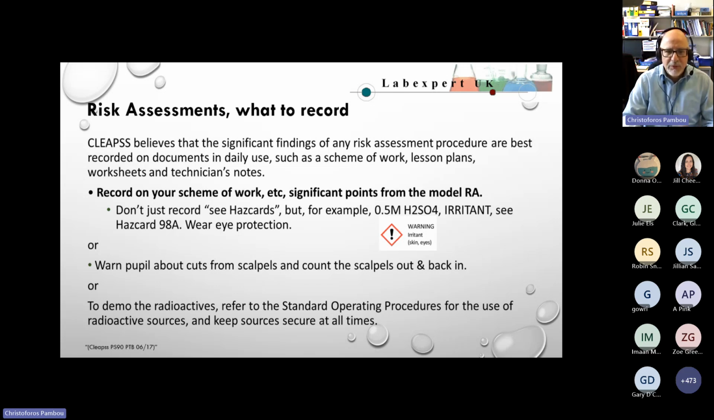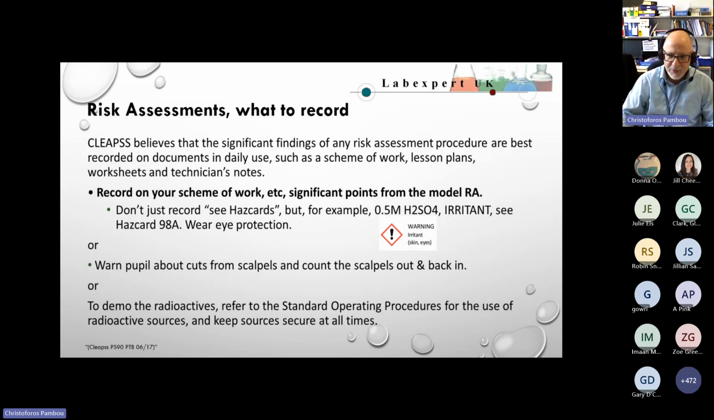We need to inform the pupils about the information on the Hazcard. Today, we are using 0.5 mol H2SO4, sulfuric acid. It's irritant, therefore make sure you wear your safety glasses. We need to emphasize, we need to inform students.